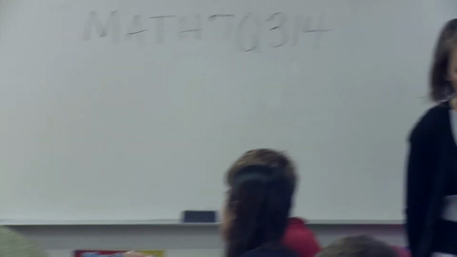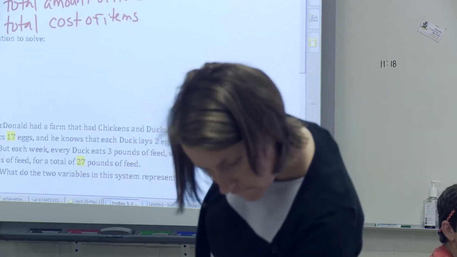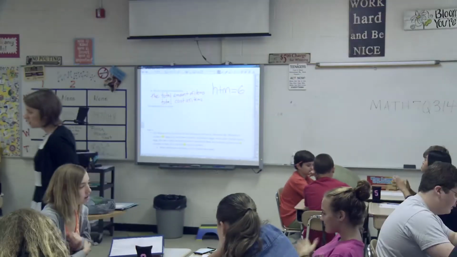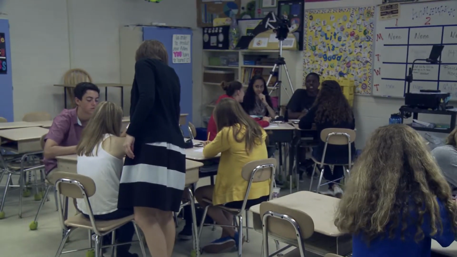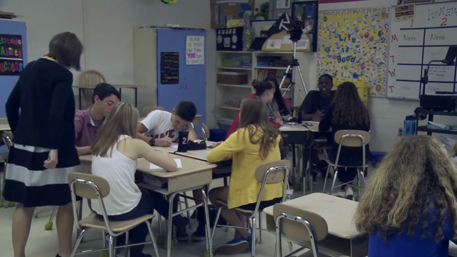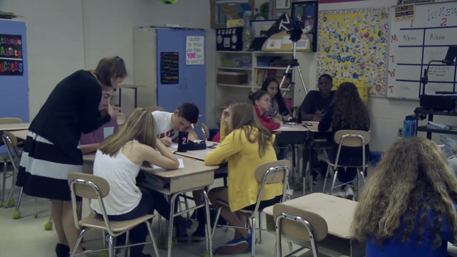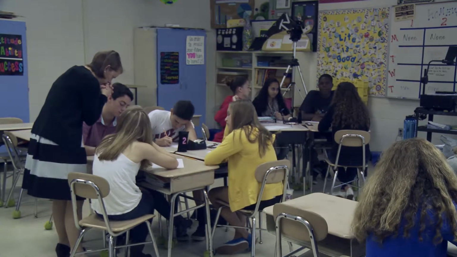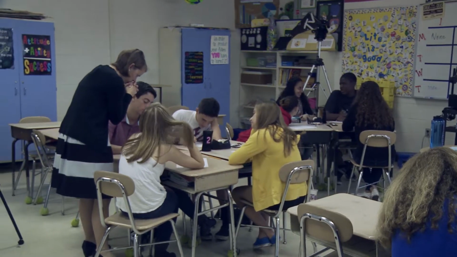Why are there 6 up there? Oh, it's the amount. Okay. Perfect. 2H. Okay, so tell me why you put 2 and 4. Because you have 2 Hershey's bars, so we put 2 Hershey's bars plus 4 M&Ms equals 16, which is our total cost.